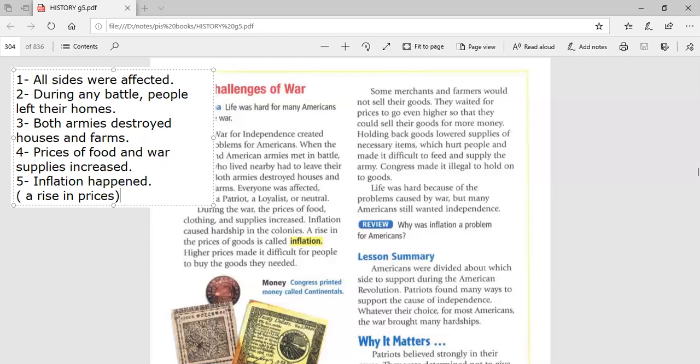Okay, so life was hard because of the problems caused by war, but many Americans still needed and wanted their independence. Okay, this is our lesson for today, guys. Please take these notes and try to study from them. If you need anything about that lesson, contact me anytime. Thank you, grade 5, and goodbye.